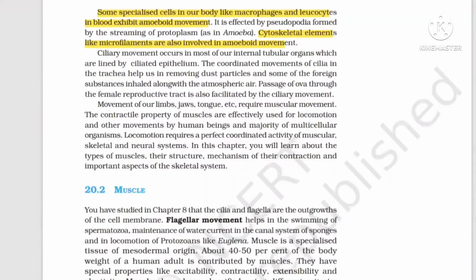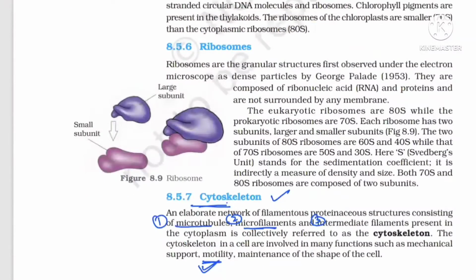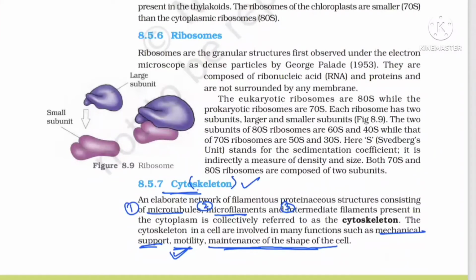So we see in the locomotion chapter, cytoskeleton elements like microfilaments help in amoeboid movement. And amoeboid movement means with the help of pseudopodia, and pseudopodia means role of the cell membrane. So that is why we say they help in maintaining the shape of the cell. And obviously when we say skeleton, their work is to give mechanical support. Is it clear? So 3 cytoskeletons, please remember: microtubule, microfilament, intermediate filament.